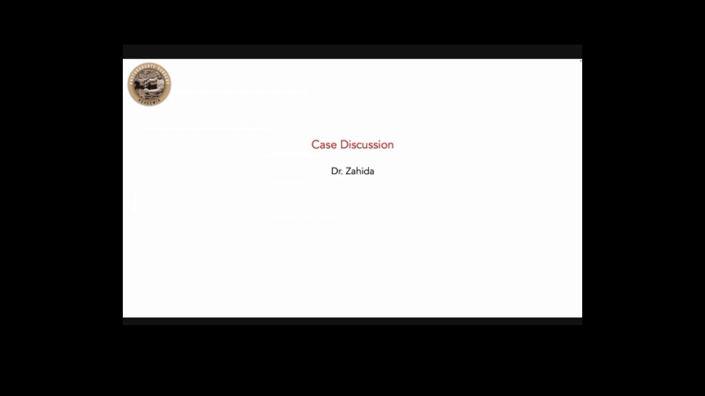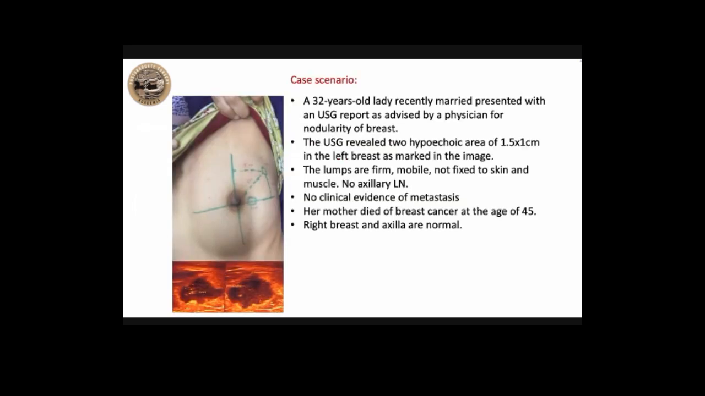Okay, Dr. Zahida, welcome. Your scenario is like this. A 32 year old recently married lady presented with an ultrasonogram report, as advised by a physician, for nodularity of the breast. The ultrasonogram revealed a hypoechoic area about 1.5 into 1 centimeter as marked in the image. The lumps are firm, mobile, not fixed to skin or muscles, no axillary lymph node, no clinical evidence of metastasis. Her mother died of breast cancer at the age of 45. Right breast and axilla are normal.